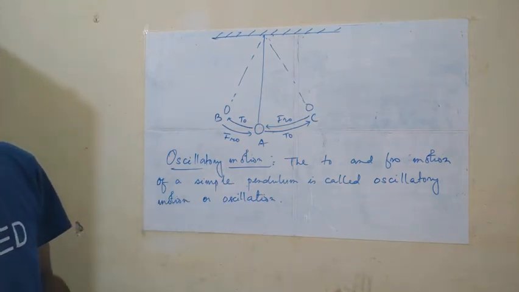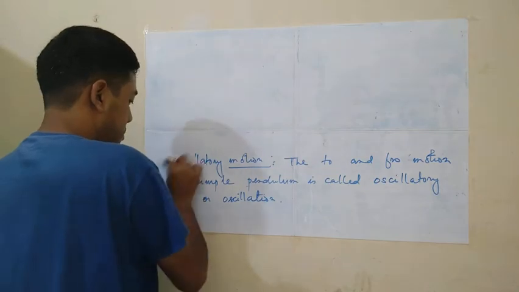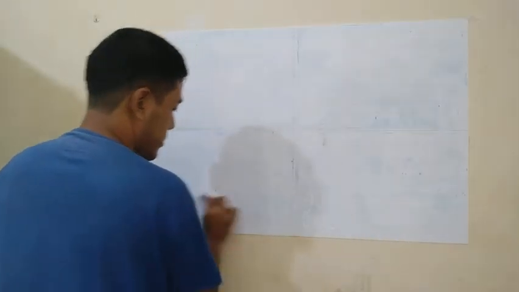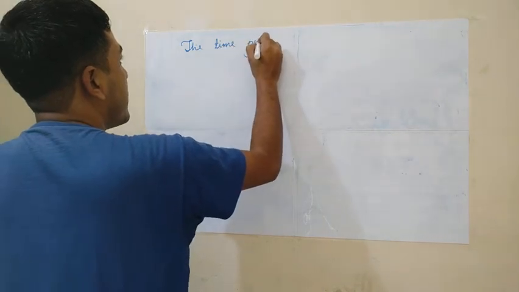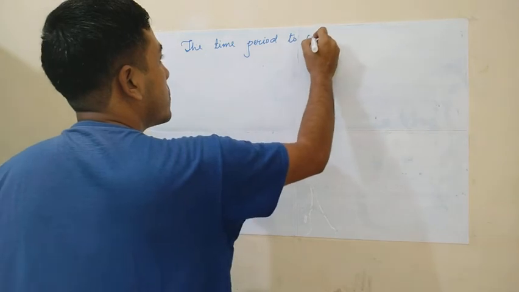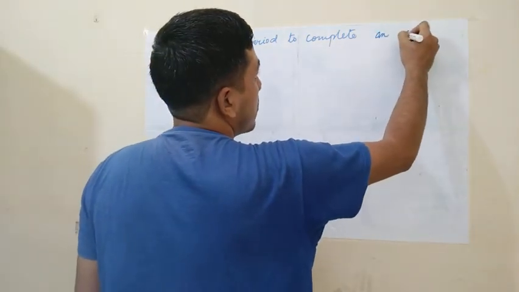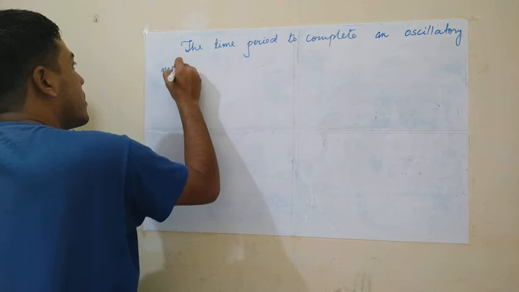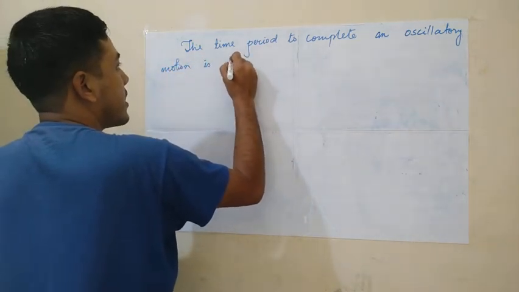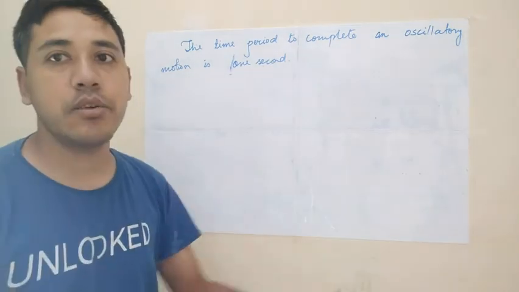Finish. Copy down this one. The time period to complete an oscillation, to complete an oscillatory motion, is 1 second. It takes 1 second to complete the complete oscillation.